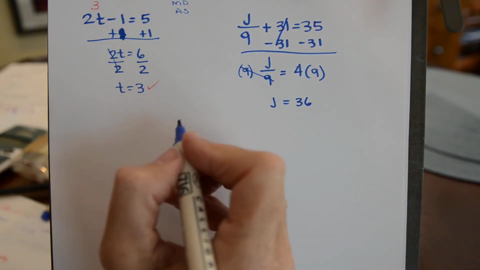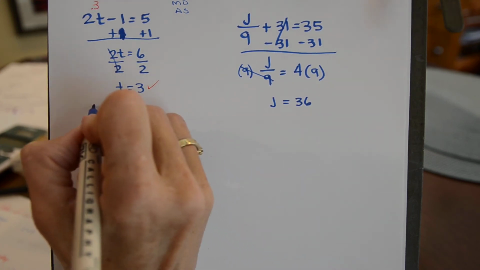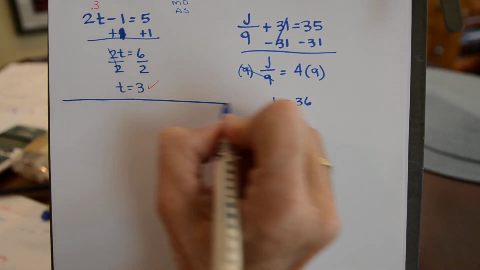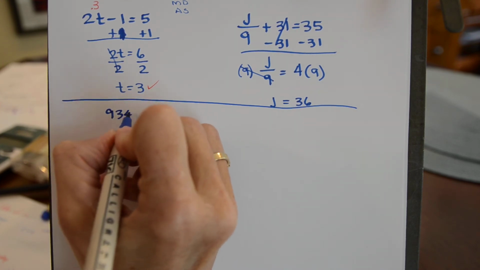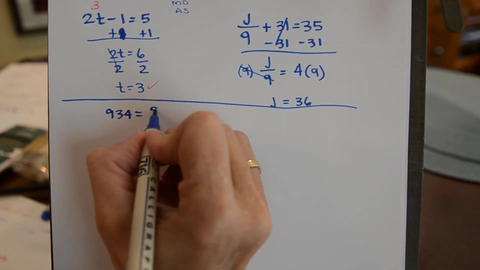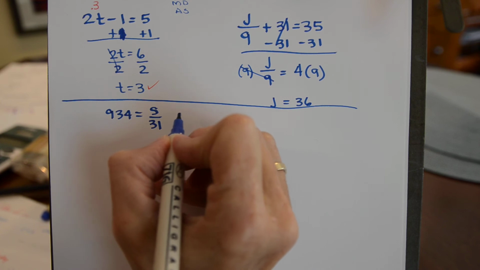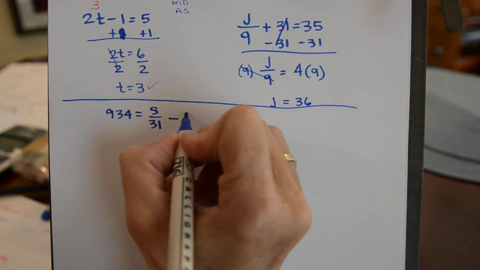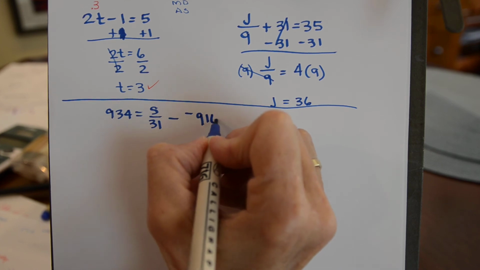All right, and let's try one more. I'll make a line here. 9/34 equals s divided by 31 minus a negative 9/16.